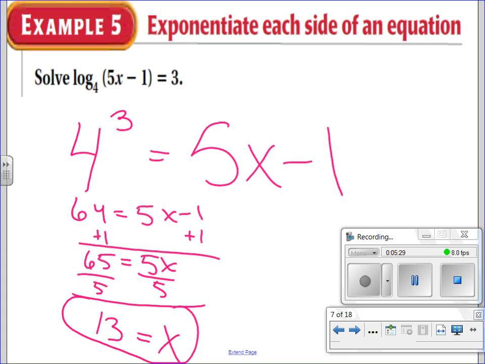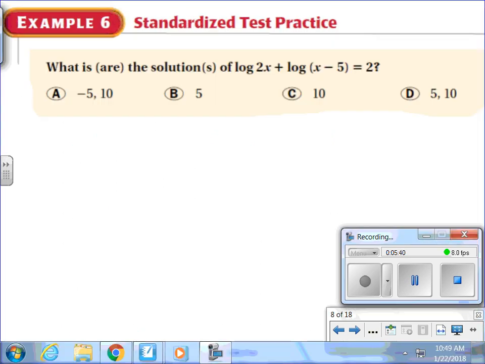We have to do left, right, center just to kind of free up this stuff that's kind of trapped inside of a logarithm right now. You know what I mean? Let me pause this real quick.